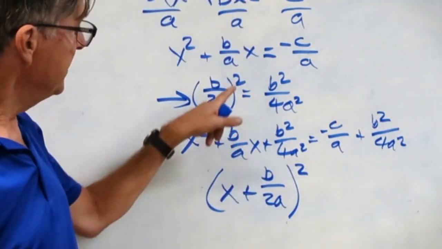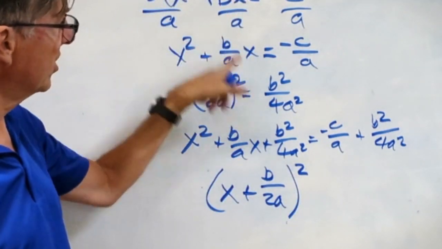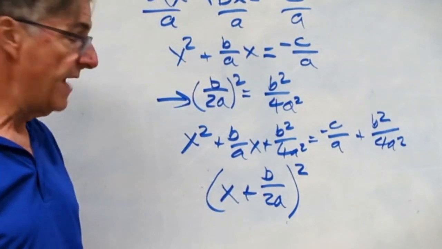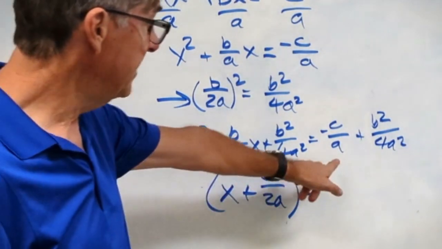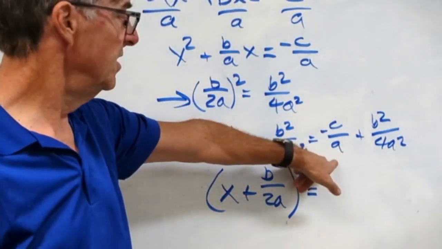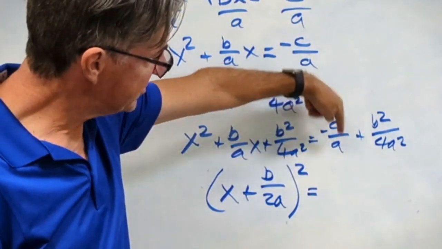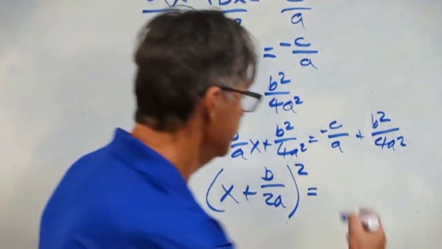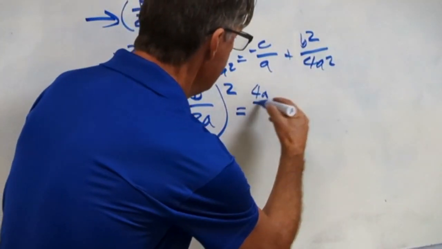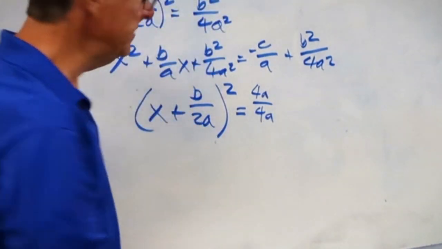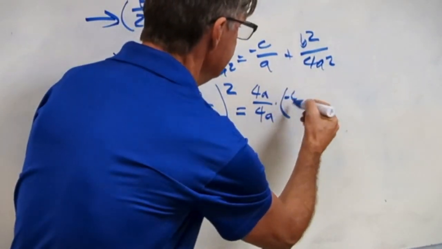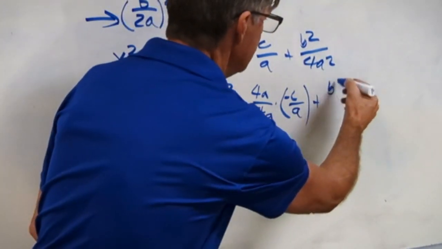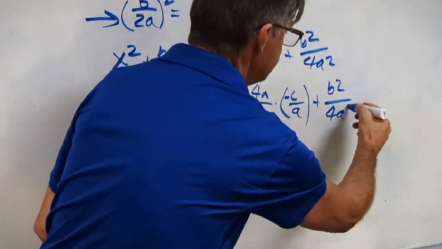So remember the b term here is b over a. So it's 1/2 of that, so that's b over 2a. That's 1/2 b over a. So on this side, I need to combine both of these terms. So what I'm going to do is I'm going to multiply this term by 4a over 4a, and that will give us common denominators. So I'm going to rewrite that like this. 4a over 4a, that's just 1, times minus c over a equals that. And then we have our plus b squared over 4a squared.